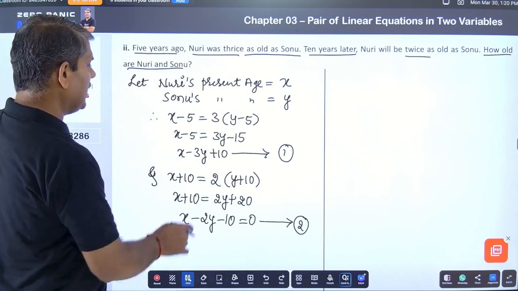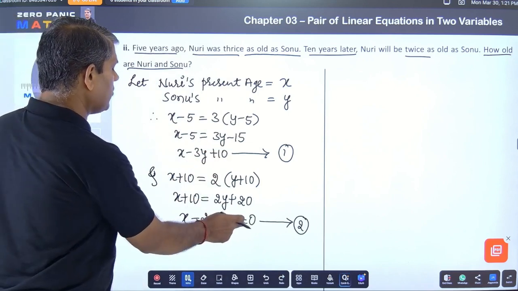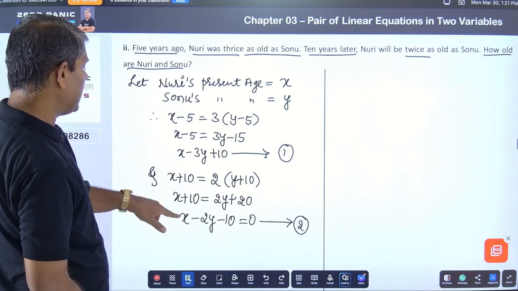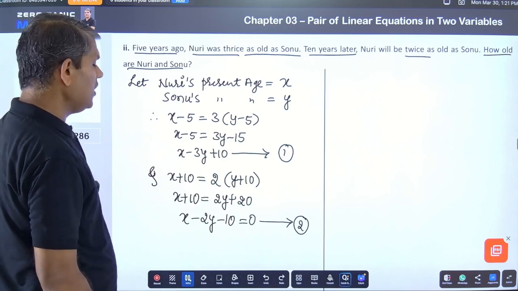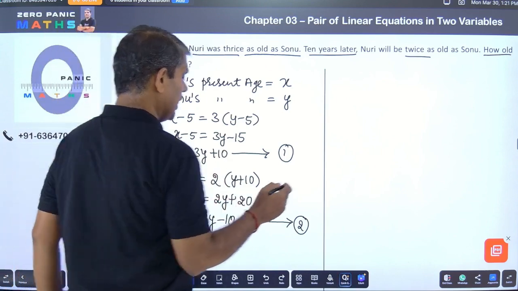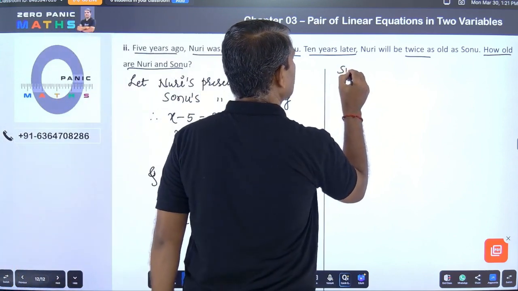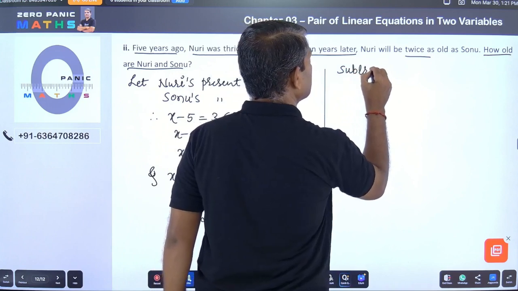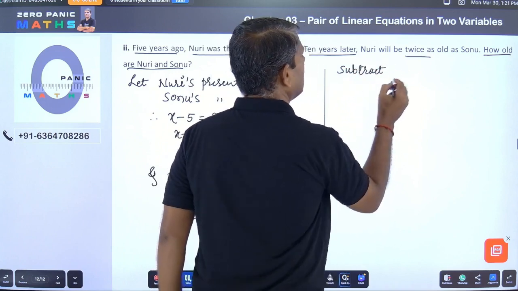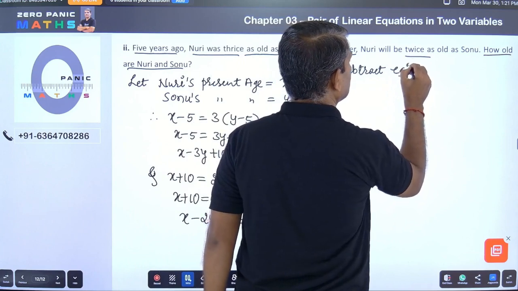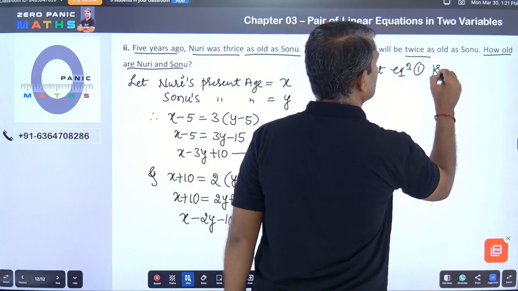Let us subtract equation 1 from equation 2 so that I will get x eliminated from both. Let us do that. Subtract 1 from 2. Subtract equation 1 from 2.